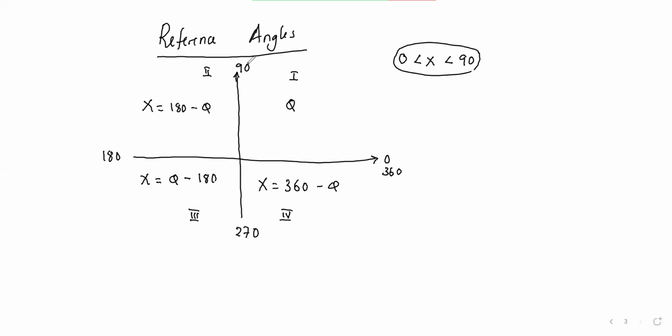So if they ask me for a reference angle of theta, then the reference angle will be theta itself if that theta belongs to the first quadrant. But if theta is in the second quadrant, then for me to find the reference angle, I'll subtract 180 minus that theta. If theta belongs in the third quadrant, then I'll subtract that theta minus 180. If theta belongs to the fourth quadrant, then it will be 360 minus the theta.